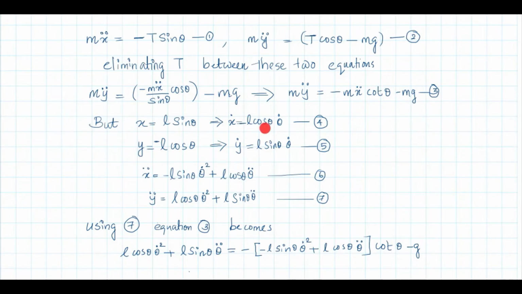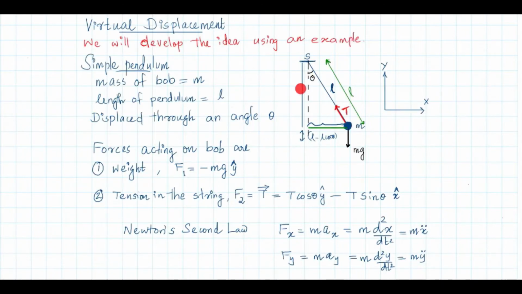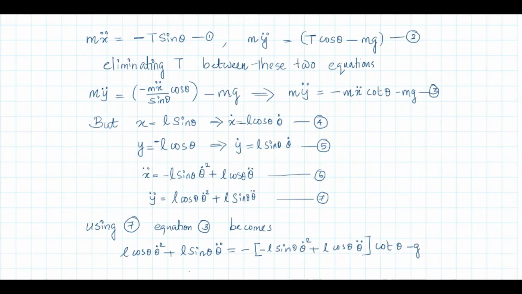Sin theta derivative is cos theta. If you are taking derivative with respect to theta, now the derivative is with respect to time, so there will be a theta dot also. Similarly, y is equal to minus L cos theta. This length is y, it is in the downward direction, so there will be a negative, and this is L cos theta. So minus L cos theta. Taking y dot, you will get L minus cos theta derivative is sin theta into theta dot.